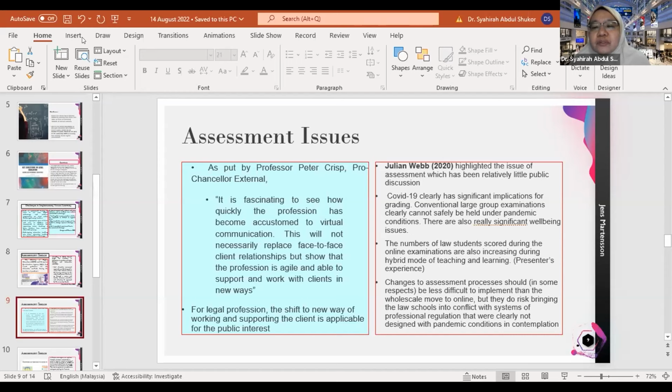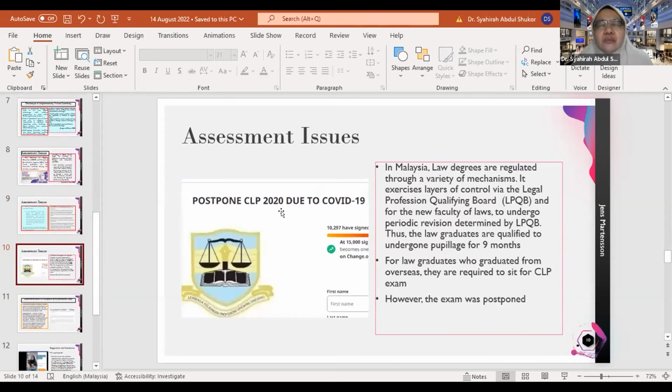Changes to assessment processes should, in some respects, be less difficult to implement than the wholesale move to online, but they do risk bringing law schools into conflict with systems of professional regulation that were clearly not designed with pandemic conditions in contemplation. And as we can see, among the issues raised in Malaysia, particularly on assessment, as a general background, Malaysian law degrees are regulated through a variety of mechanisms.